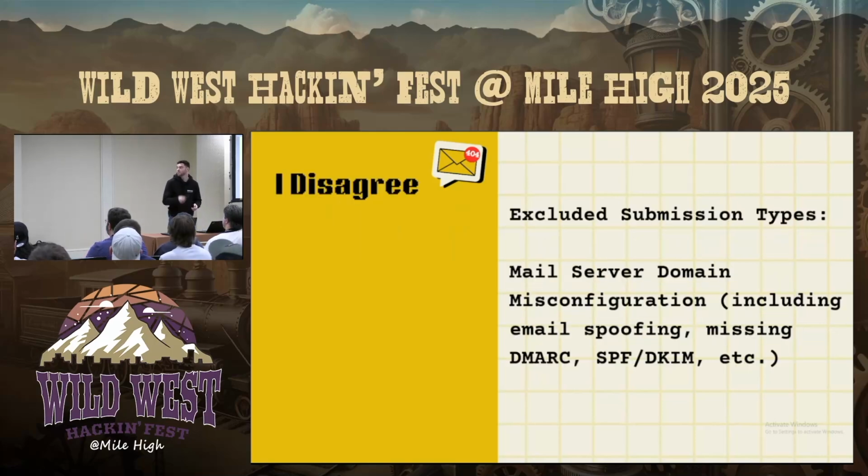This all stemmed from seeing in many bug bounty programs that mail server domain misconfigurations, including email spoofing, missing DMARC, SPF, and DKIM, are excluded from submission types. That kind of irked me because it's one of the most powerful things you can do. If I can send an authenticated email from your CEO to the accounting department, that seems like something you should value. So in my opinion, this is all high vulnerabilities, but yeah, don't expect to make any money.